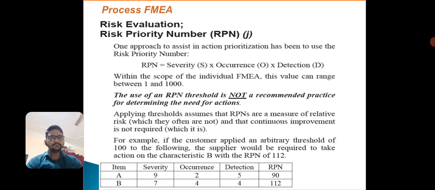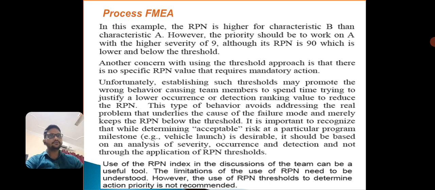Now the customer has applied an arbitrary threshold of 100, which means we should take action above 100, but the supplier would be required to take action on characteristic B because its RPN is more than 100. But technically option A is correct, which means first we need to focus on severity, then occurrence, and after that detection. In this example, the RPN is higher for characteristic B than for characteristic A. However, the priority should be to work on A with the higher severity of 9, although its RPN is 90, which is lower and below the threshold.